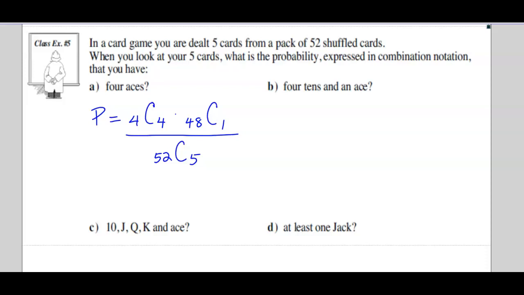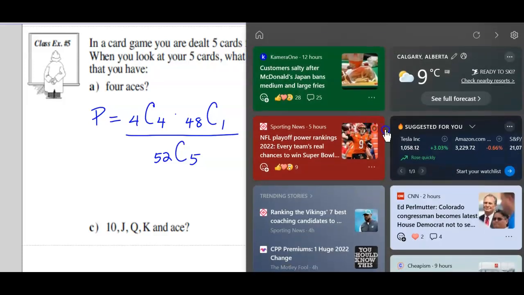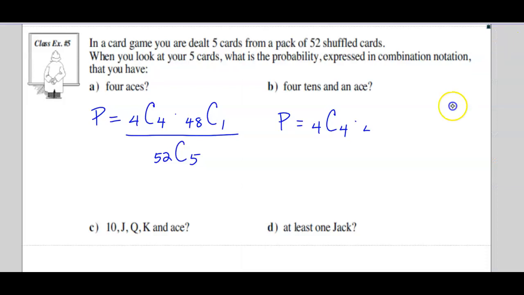Next one: 4 tens and an ace. So kind of similar to the last one. 4 tens is 4C4, it's just that these are tens, not aces. And for 1 ace, there are 4 aces, and we're choosing one of those aces. Out of the total number of possible 5-card hands.